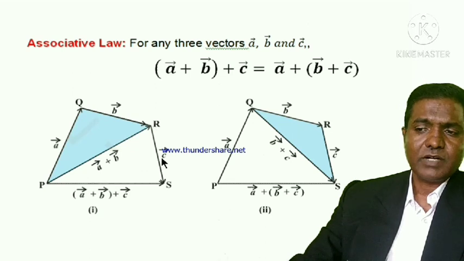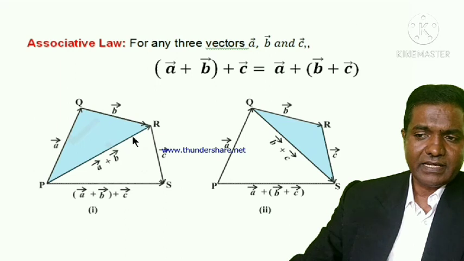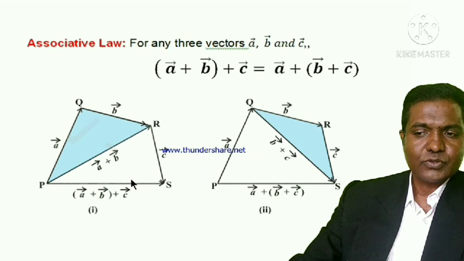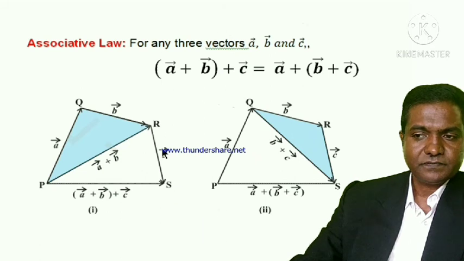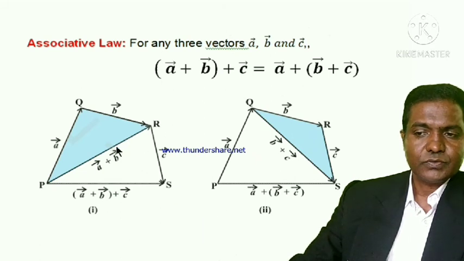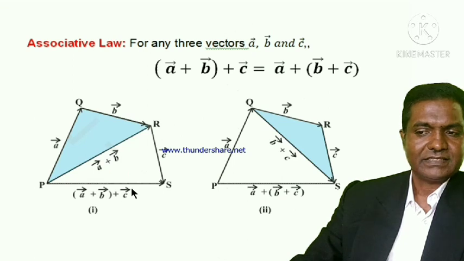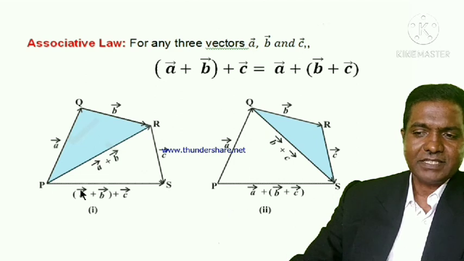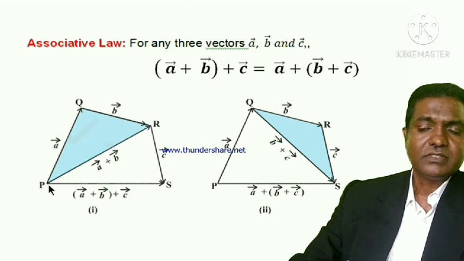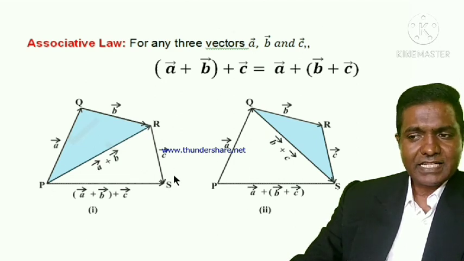There is one more vector C here. This is the vector starting from B ending at R, and this is the vector starting at R ending at S. So you can add these two vectors. This vector plus this vector gives you this vector, which is written here as vector A plus B plus vector C. By the triangle law of addition, PS is nothing but this much. We have added these vectors taken in this order.